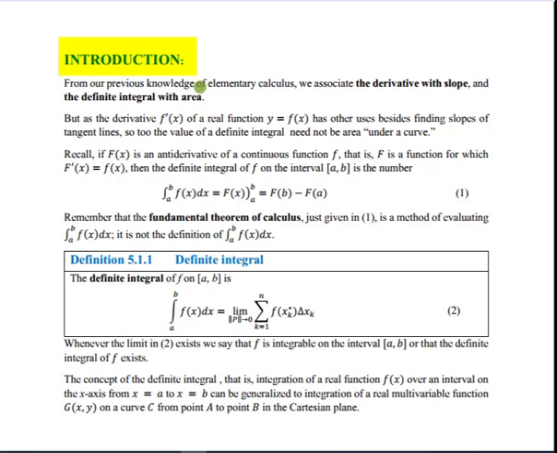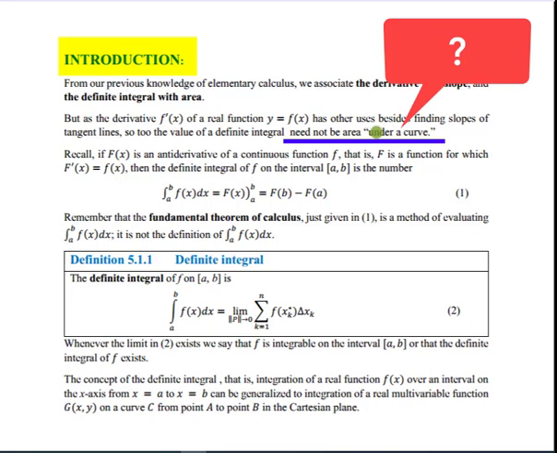From our previous knowledge of elementary calculus, we associate the derivative with slope and the definite integral with area. But as the derivative f prime x of a real function y equals f of x has other uses besides finding the slope of the tangent line, so too the value of a definite integral need not be area, that is, under a curve.